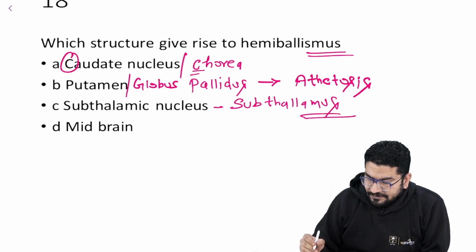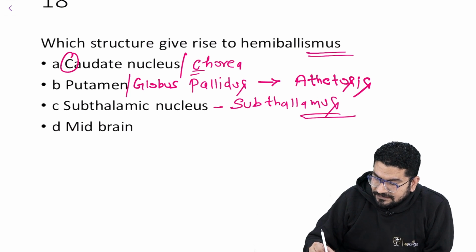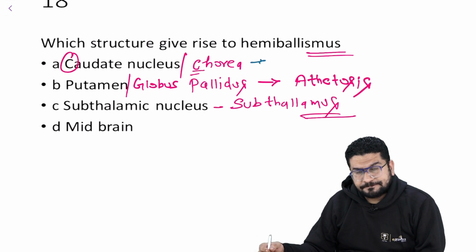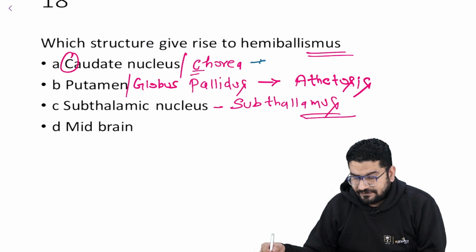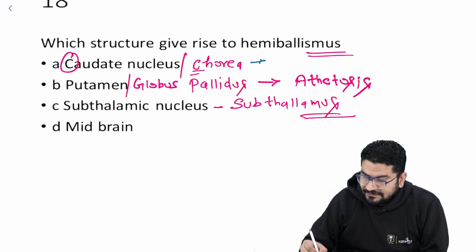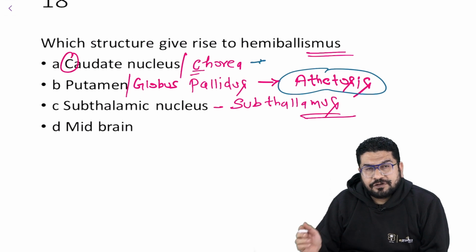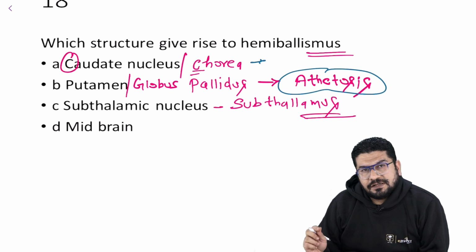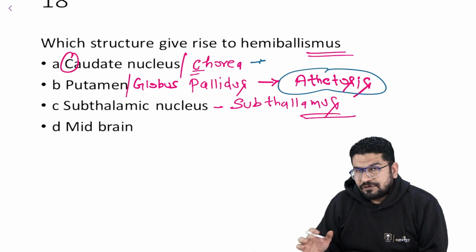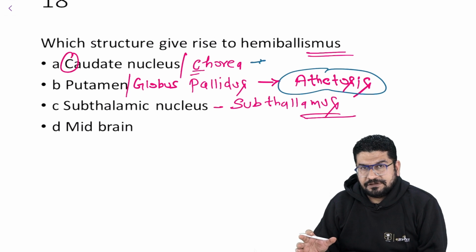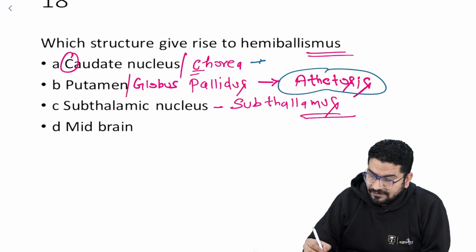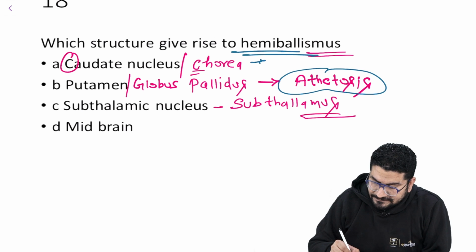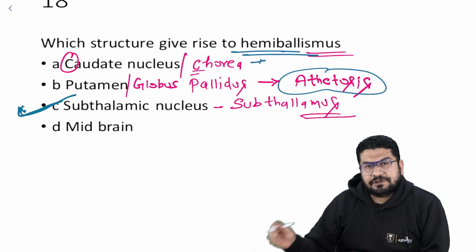Caudate nucleus gives chorea, which is a semi-purposeful involuntary, dance-like movement that we see. Then athetosis is again an involuntary movement. On the other hand, if you see subthalamic nuclear involvement, you can see an involuntary but jerky, little forceful movement, that is called hemiballismus. So the answer for this question will be the subthalamic nucleus.